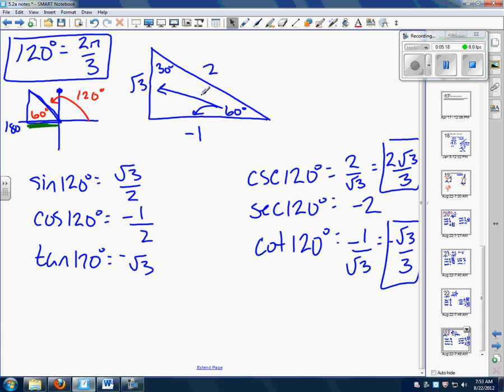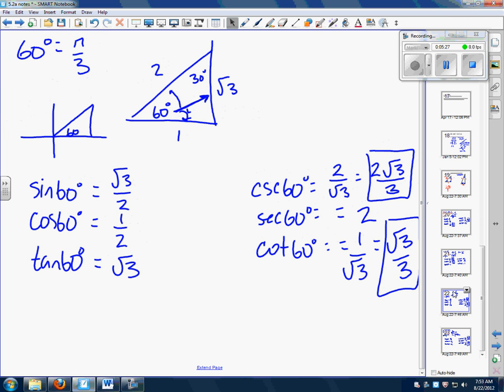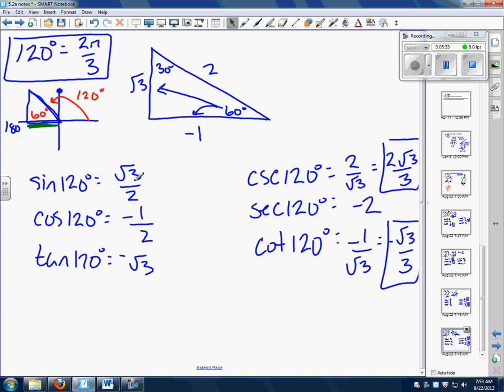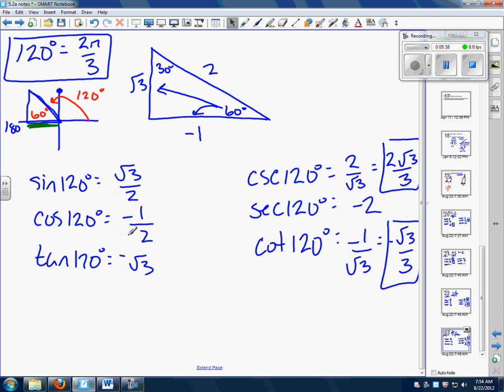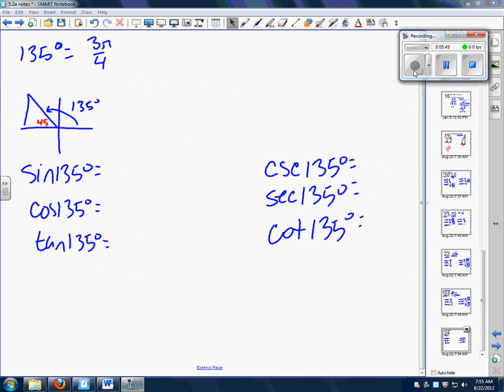Now I want you to notice 120 is a multiple of 60. Okay? These values here are the exact same thing we did up here for 60 degrees. Okay, the sine was square root of 3 over 2. The sine of 120 is the square root of 3 over 2. Cosine of 60 is 1/2. Cosine of 120 is negative 1/2. All these numbers are the same. You're just going to change signs. Okay, let's do 45 degrees and also 60.